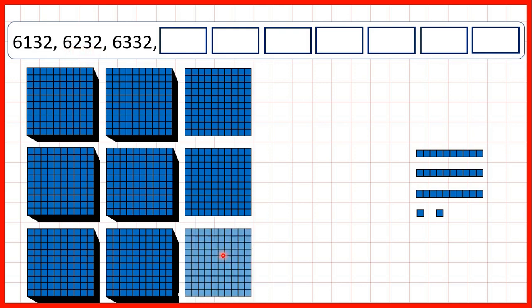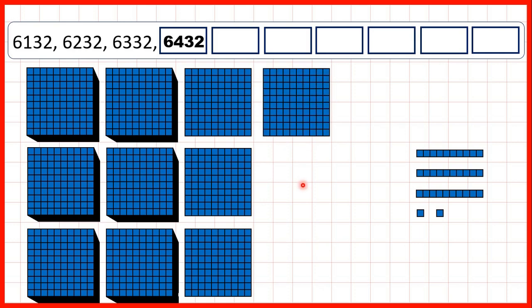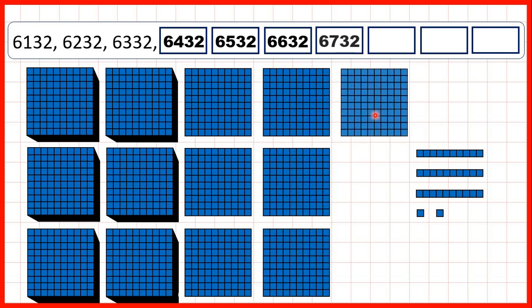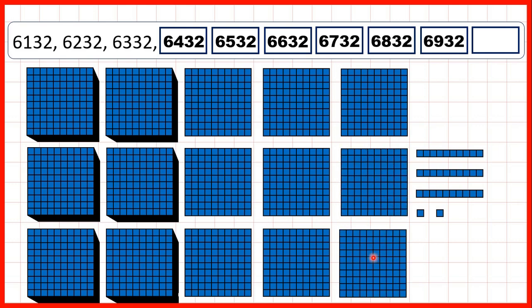So next we have 6,232, 6,332, and we can keep on counting in hundreds. So now we've got to 6,932. We've got 6 thousands, 9 hundreds, and we've still got 3 tens and 2 ones. Notice, because we're adding hundreds, the tens and ones always stay the same.